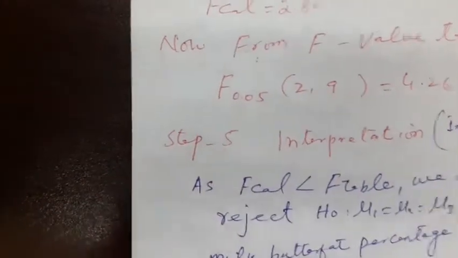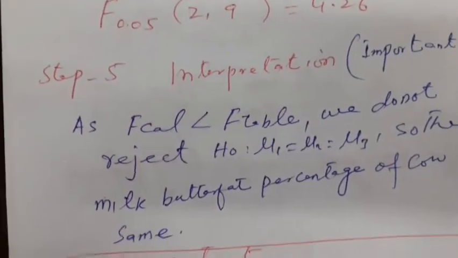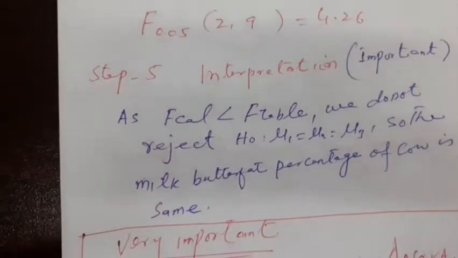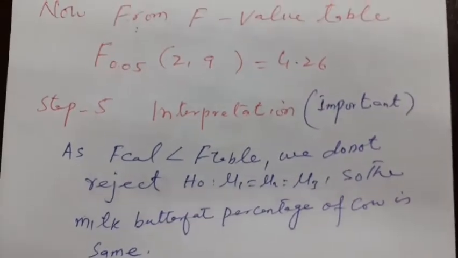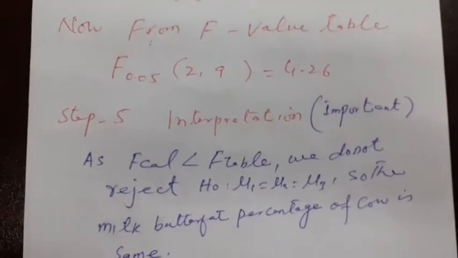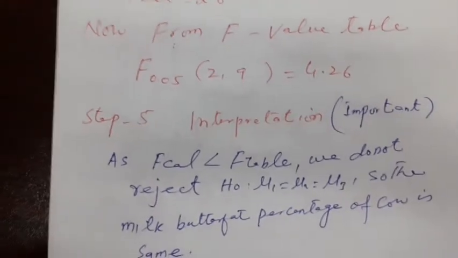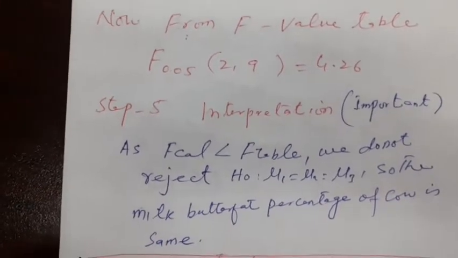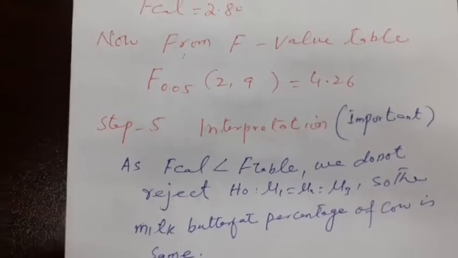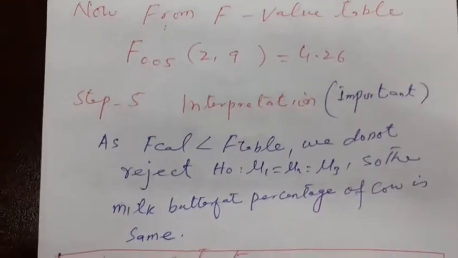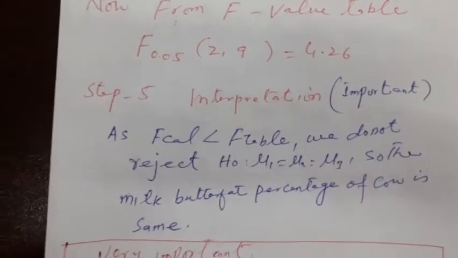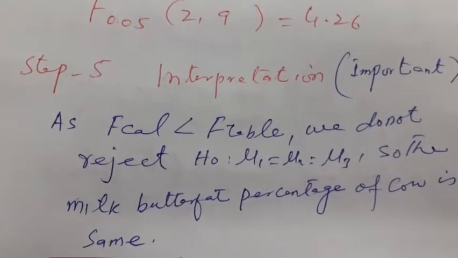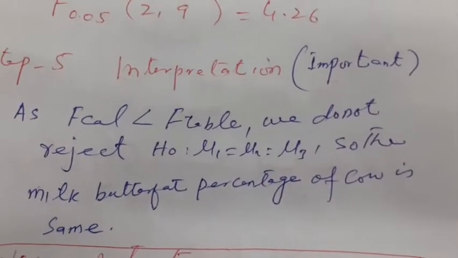Step 5 is very important: how to interpret the results? As F calculated is less than F tabulated. If the calculated value is less than F tabulated, then we do not reject H0. It means mu1 is equal to mu2 is equal to mu3. They are equal. So the milk butterfat percentage of the cows is the same.